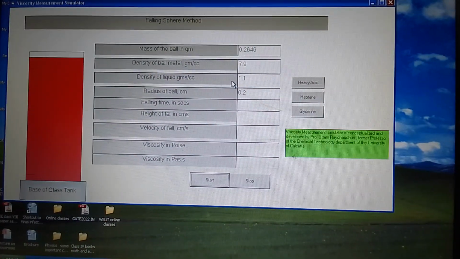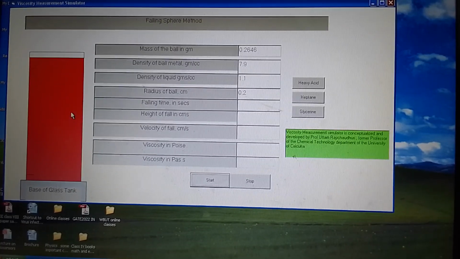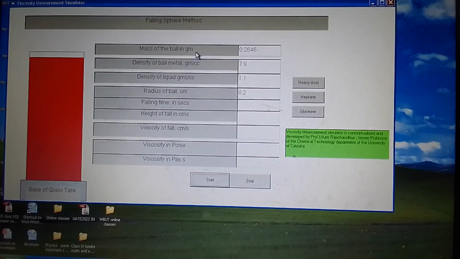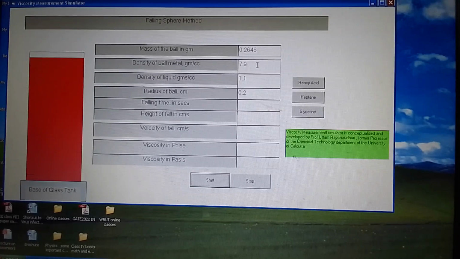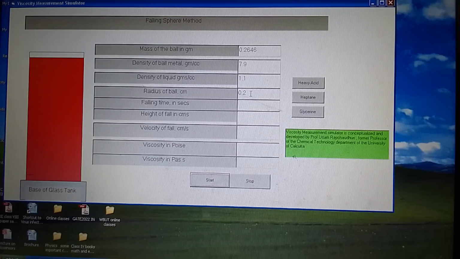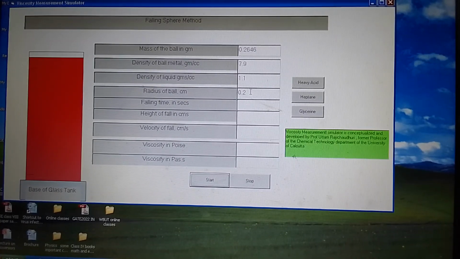Now you can see the falling sphere method, where you find a large glass tank of a certain height from which a spherical ball will fall. The liquid sample is taken in this glass, and we measure the time of fall, for a specific ball whose mass, density and radius are the same everywhere.